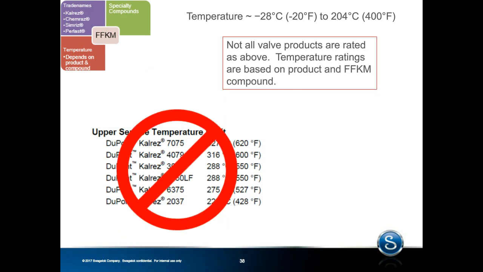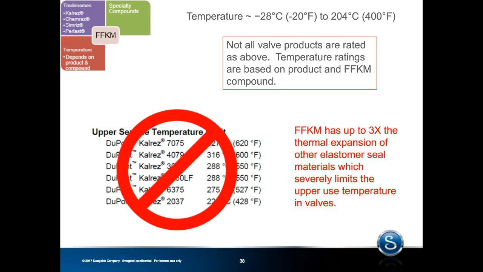So again, not all valve products are rated as above. Temperature ratings are based on the product and the specific FFKM compound. And just to reiterate, the reason for that is because FFKM material has up to 3 times the thermal expansion of other elastomer seal materials. So you have to factor that in when you're using an FFKM seal as an O-ring material.